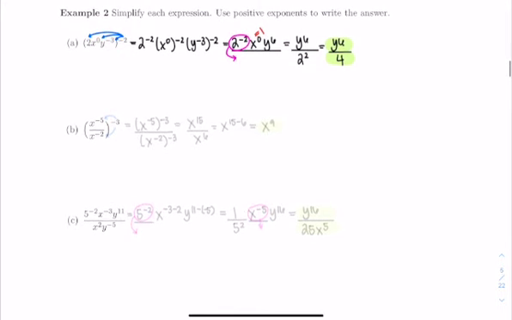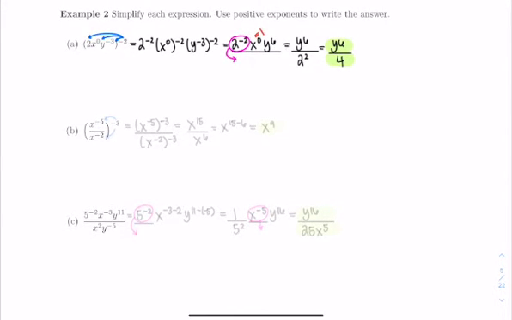Let's try the next one. We've got x to the negative 5 over x to the negative 2 raised to the negative 3. We need to distribute the negative 3 power to both pieces. So we've got x to the negative 5 raised to the negative 3 all over x to the negative 2 raised to the negative 3. When I multiply these together, I end up with x raised to the 15th over x to the 6th. And then I can use the quotient rule to simplify. So we have 15 minus 6, which is just x to the 9th.